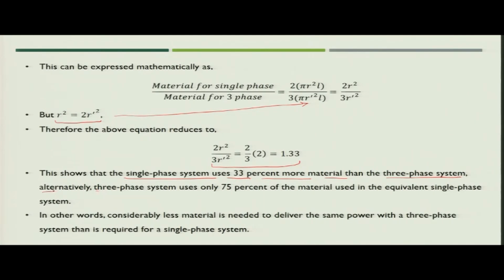Or you can write alternatively that the 3 phase system will use only 75% of the material as compared with the equivalent single phase system. So, this shows that in case of 3 phase system we need considerably less material to deliver the same power when we compare the 3 phase system and the single phase systems.